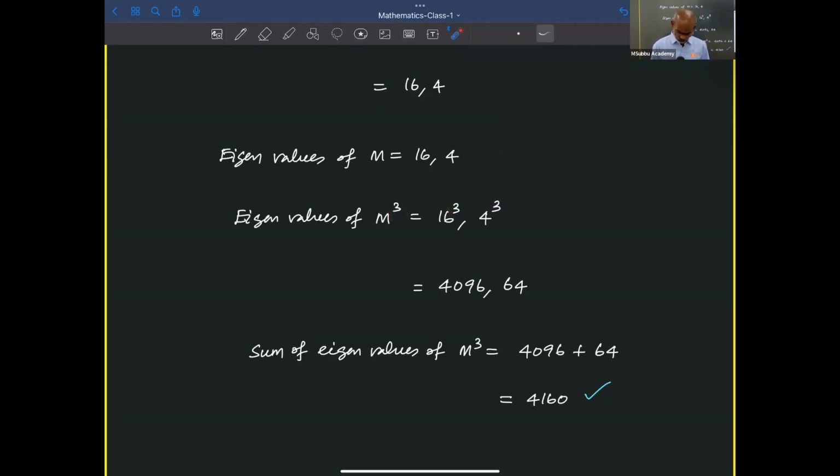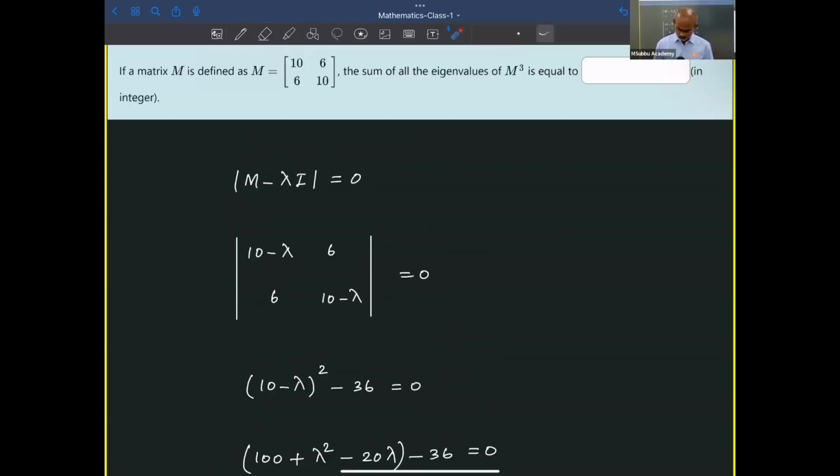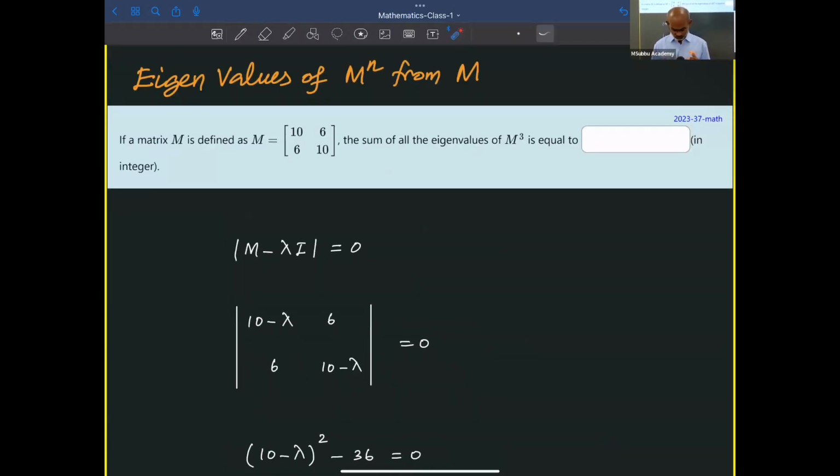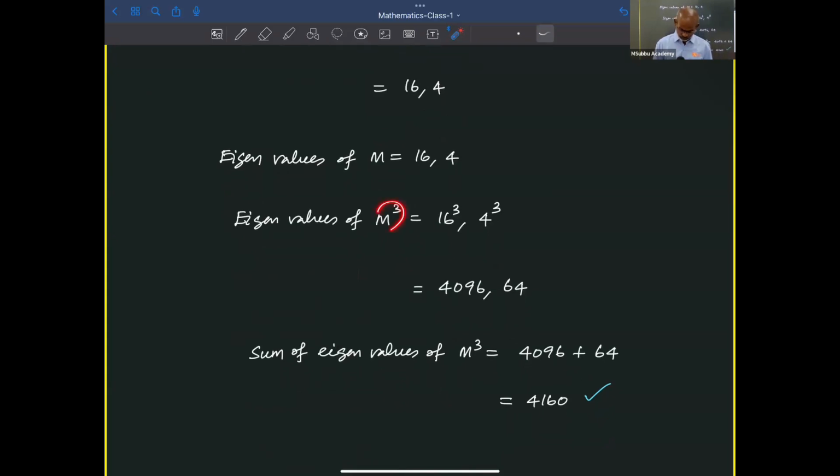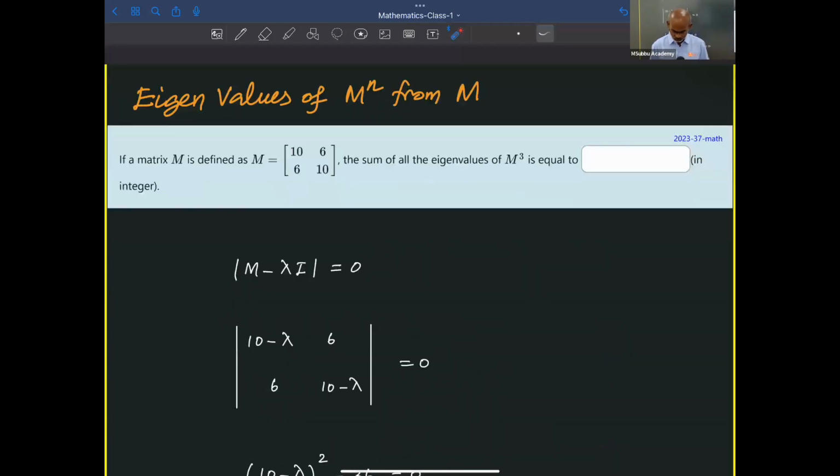Suppose you want to get the eigenvalues of M inverse. The inverse of 16 is 1 by 16 and of 4 is 1 by 4. That way you can write the eigenvalues of M inverse. That is a smart way. Of course, you have to use the other rules too. Whatever eigenvalue of M you get, for M power n it is the corresponding lambda to the power n. That way you can easily solve this problem.